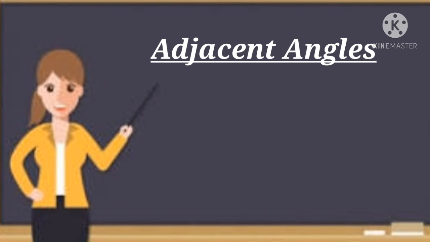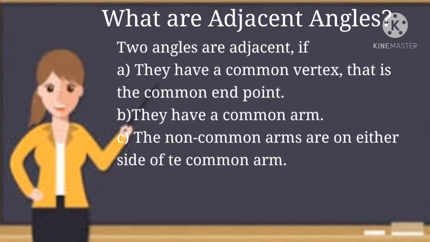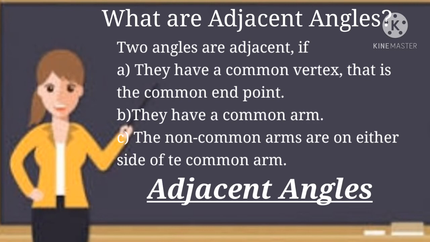Now let us learn adjacent angles. What are adjacent angles? Two angles are adjacent if they have a common vertex, that is the common end point. They have a common arm. The non-common arms are on either side of the common arm. Such pairs are called adjacent angles.